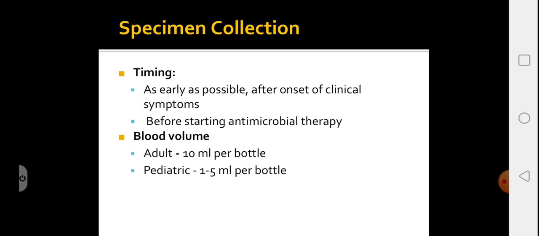Further looking into specimen collection, what is the best time? The sample should be collected as early as possible and before starting the antimicrobial therapy. And what is the volume of blood collected? In adults, the minimum volume required is 10 ml per bottle, so totally you have to collect 20 ml of blood to inoculate into 2 bottles. In pediatric patients, depending on age, it ranges from 1 to 5 ml. In neonates, it's just 1 ml. As the age increases, you can increase the volume of blood.